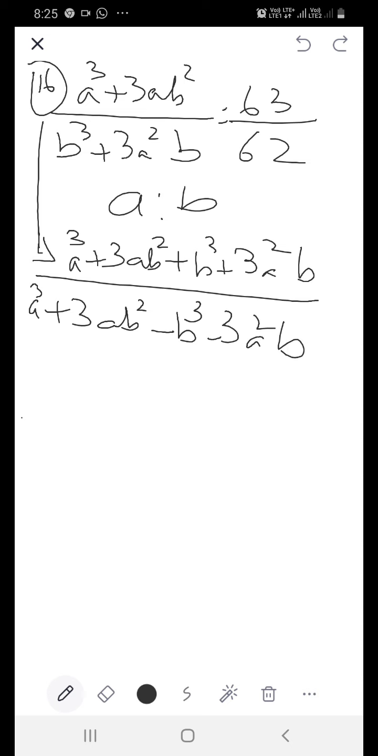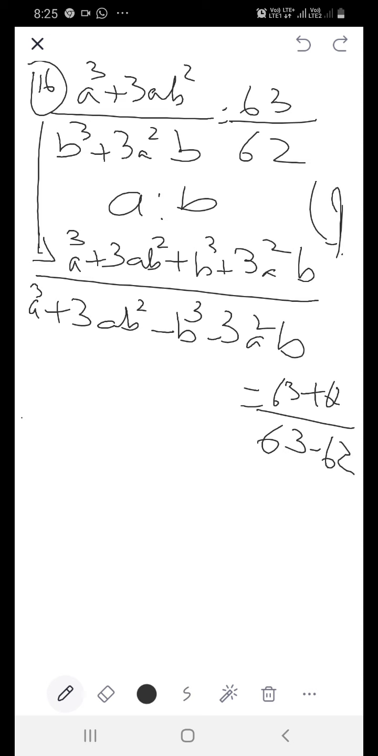This is your left hand side. And on the right hand side, c upon d is 63 upon 62. So it will be 63 plus 62 and in the denominator 63 minus 62. And on the side again I am telling you, write the reason using componendo and dividendo.